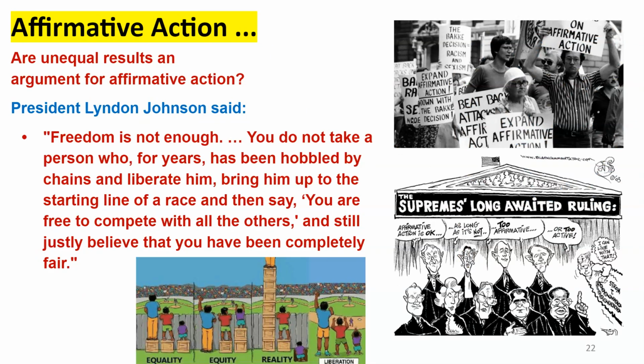Now, there was a concept that we haven't talked about much here called affirmative action, which really took effect in the late 50s, early 60s during the Civil Rights Movement, and into the 70s. This comes from the idea that President Johnson said, freedom is not enough. You don't take a person who for years has been hobbled by chains and liberate him, bring him up to the starting line of a race, and then say you're free to compete with all the others, right?